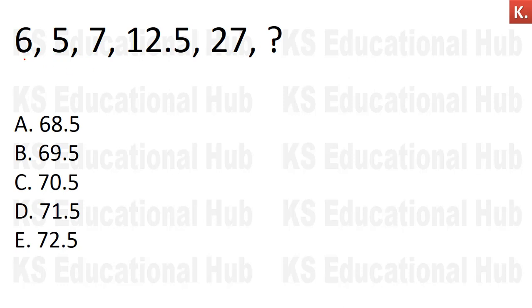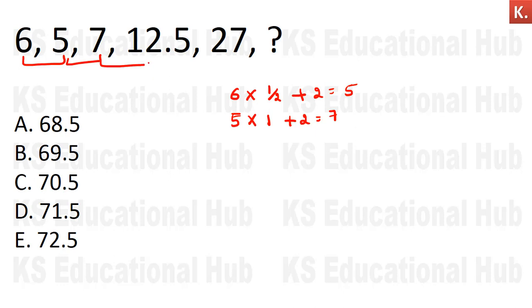So how to make 6 as 5? To make 6 as 5, I'm going to multiply 6 by 1 by 2. 6 into 1 by 2 is equal to 3. 3 plus 2 is equal to 5. So how can 5 be made as 7? To make 5 as 7, I'm going to multiply 5 with 1. 5 into 1 is 5, plus 2 is equal to 7.